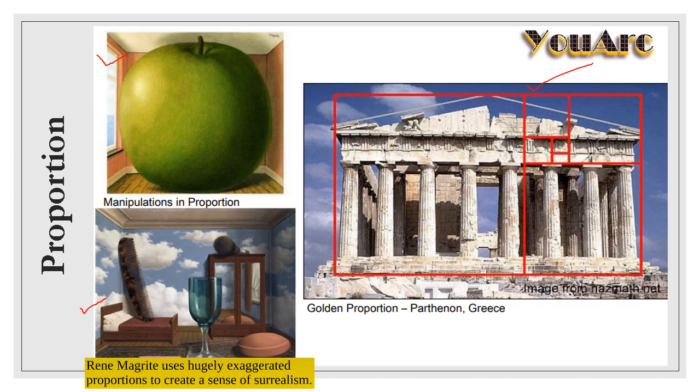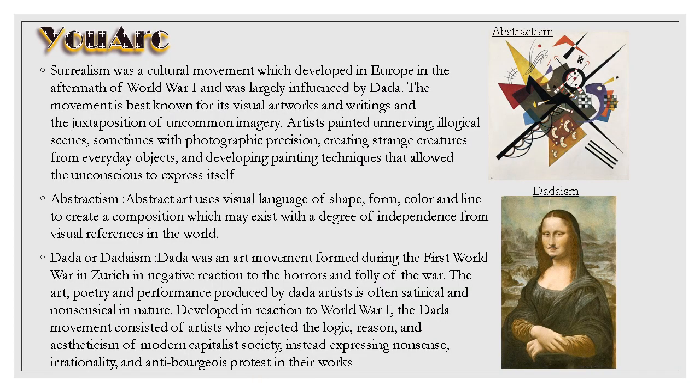Here, the elements are hugely exaggerated in proportion to create a sense of surrealism. What is surrealism? Surrealism was a cultural movement which developed in Europe. The visual arts or writings under this movement drew on uncommon imaginary. The artists started painting unnerving, illogical scenes. Sometimes they created strange creatures from everyday objects.